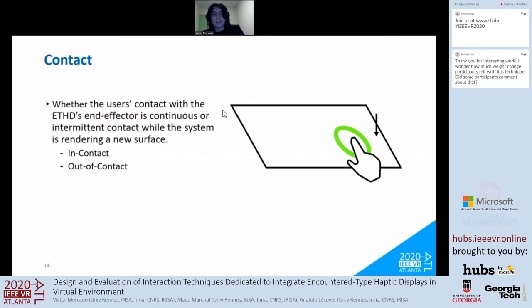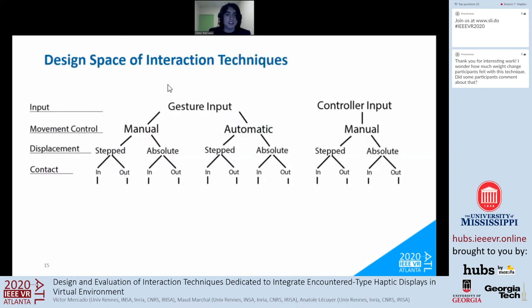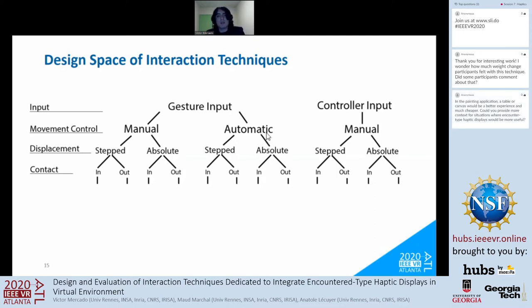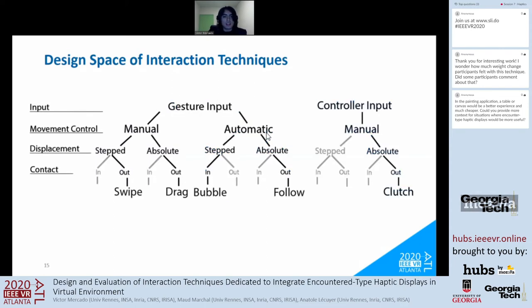So overall, after considering these 4 parameters, as well as the branches, we consider this design space for the interaction techniques. And we consider all these possibilities, but of course, in the end, we conceive interaction techniques that represent only different combinations of these branches because we cannot implement this huge quantity of interaction techniques. We also need to specify that, for instance, for controller input, we didn't consider automatic movement control because that would be just controlling the robots remotely at the end. That's not the purpose of ETHDs. So each of the interaction techniques represents at least one branch of the four parameters. And I'm going to talk more about these interaction techniques in just a second.